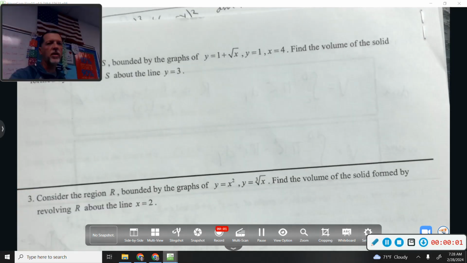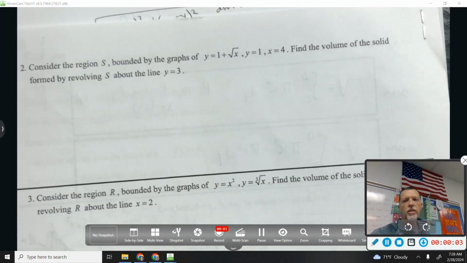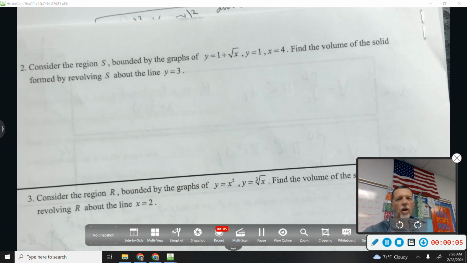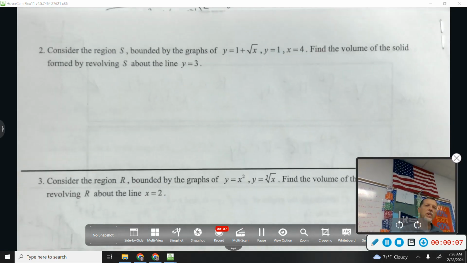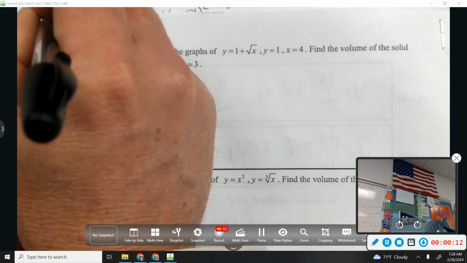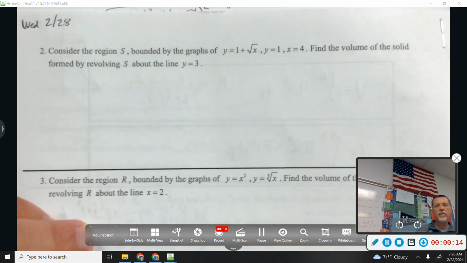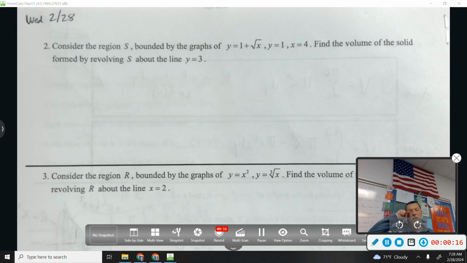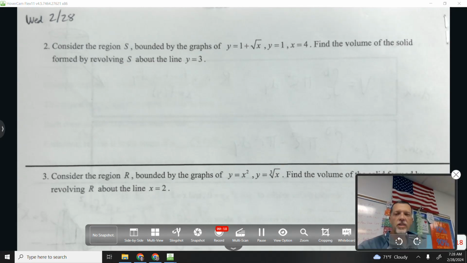Of the notes page, last new notes of the 9 weeks and almost the last new notes of the year. So what is this? Wednesday, 2/28. Tomorrow's leap day, right? Only happens every 4 years.